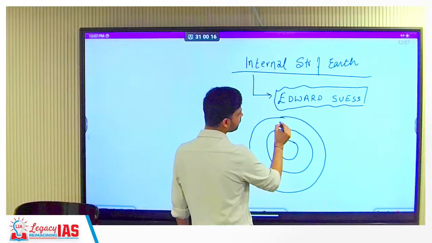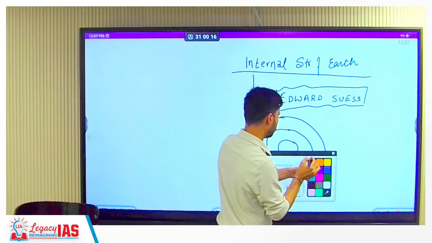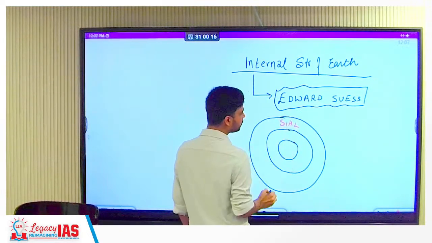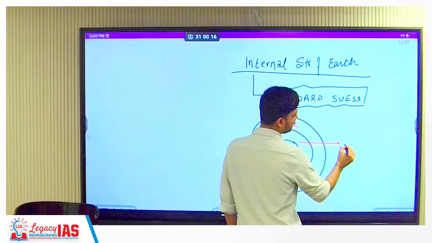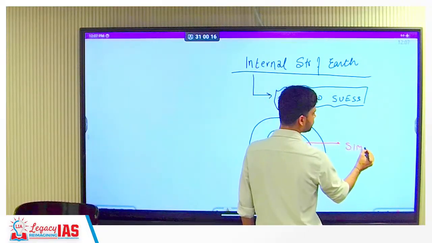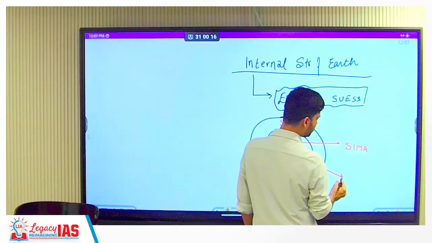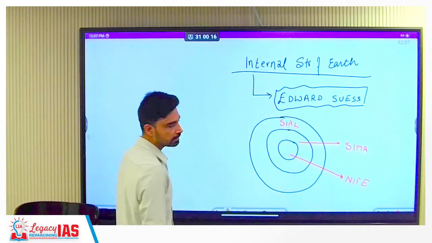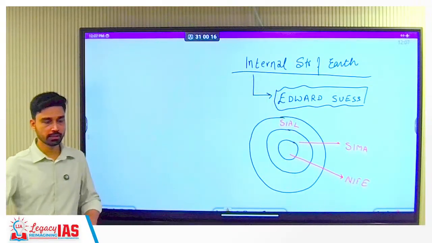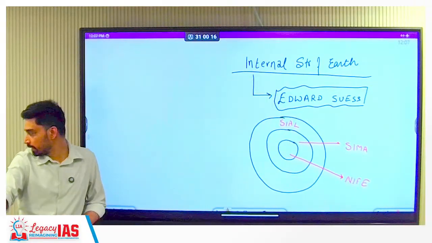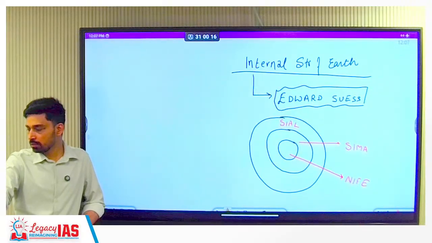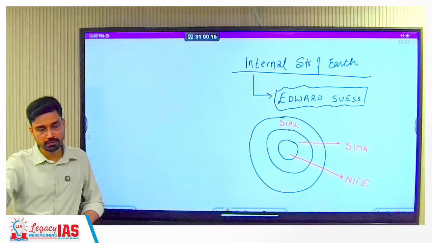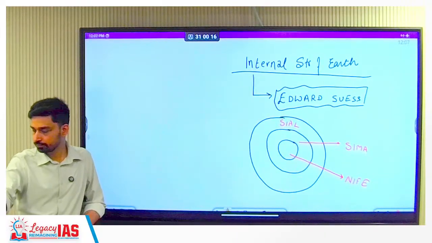The uppermost layer he referred to by what name? We call it Sial. The uppermost layer of Earth he referred to as Sial. He says the middle layer is Sima and the innermost layer is Nife. That is the simplest classification. Edward Suess classified Earth into three divisions: Sial, the uppermost part; Sima, the middle part; and Nife, the central innermost part.